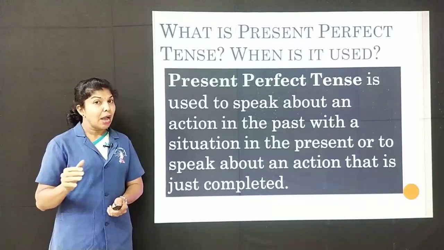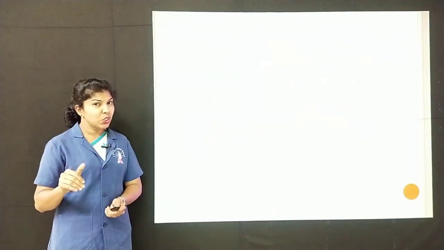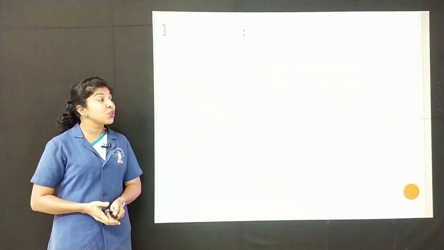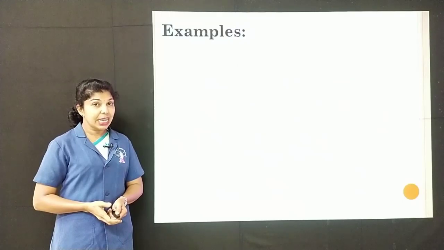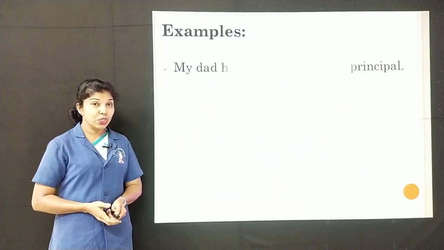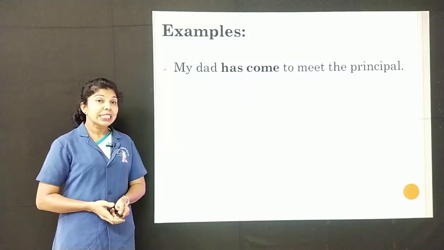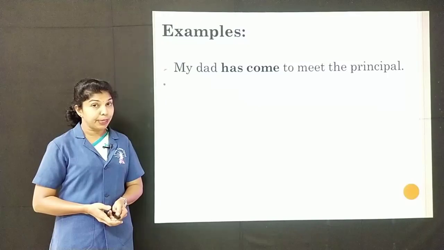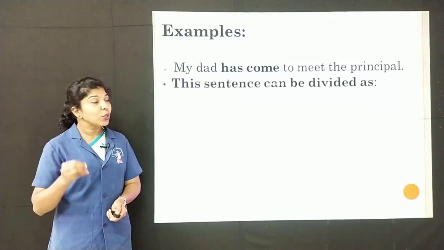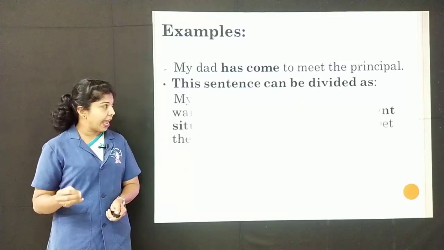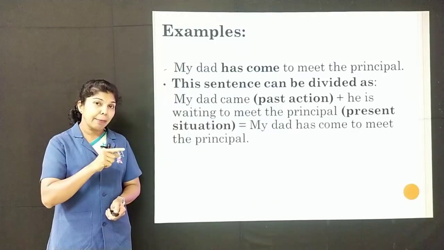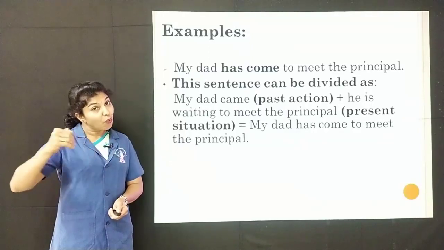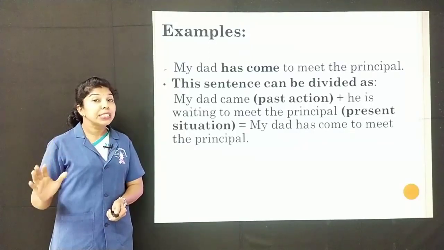Now when I say past action, present situation, confusing? Yes, let me clear that confusion now. Let us see how the sentence is used with this example. See this example here. My dad has come to meet the principal. Here, this particular sentence can be divided as my dad came, which is a past action, which means the action of coming has already been done.